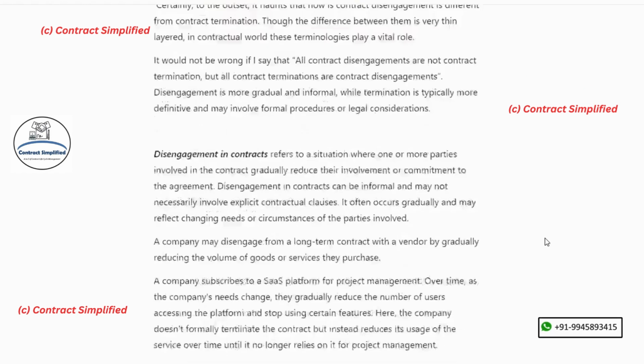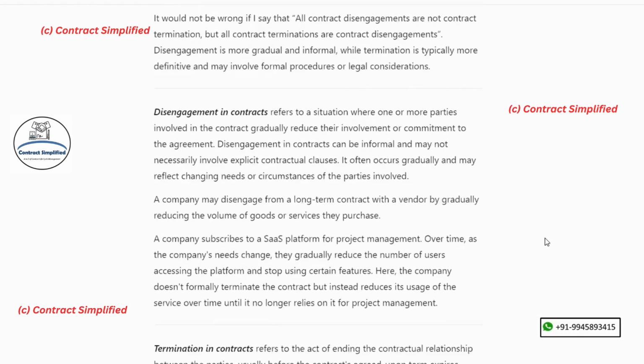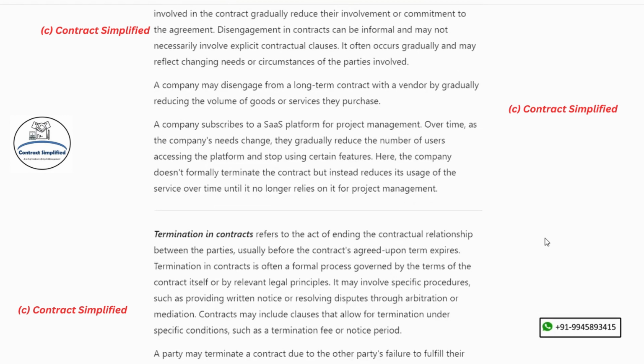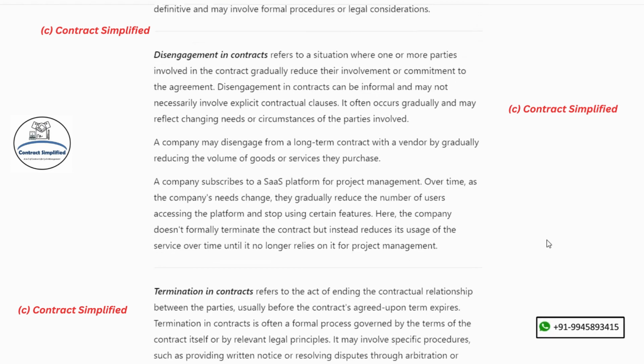It would not be wrong to say that all contract terminations are contract disengagements, but not all contract disengagements are contract terminations. Disengagement is more gradual and informal, while termination is typically more definitive and may involve formal procedures or legal consideration. Let us understand what is disengagement in contract.